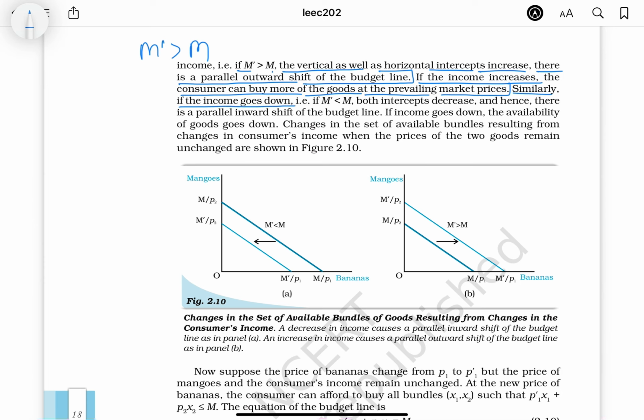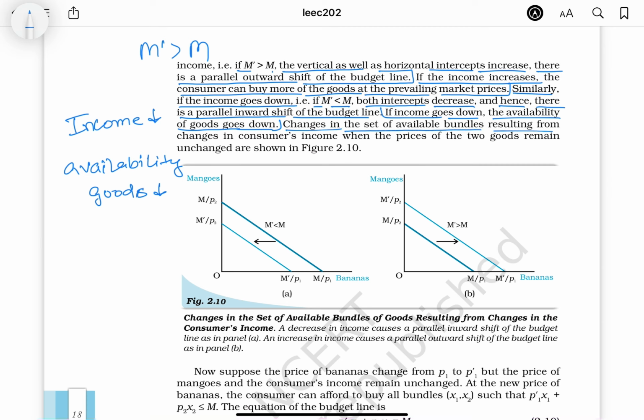Similarly, if the income goes down, that is, if M dash is smaller than M, both intercepts decrease, and hence there is a parallel inward shift of the budget line. If income goes down, the availability of goods goes down. If income is less, then the availability of goods will also be less.